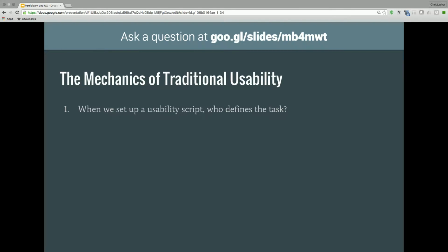Excellent. We've got 1, 2, 3, maybe 4. Okay. So who actually decides what the tasks are when we test? Anyone? Don't make me say Bueller. Yes?